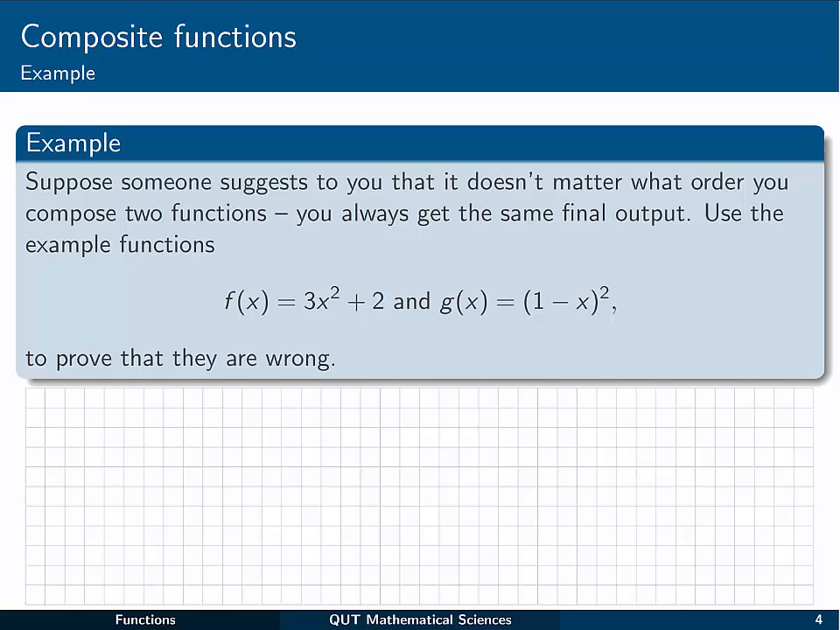So let's have a look at an example. Suppose someone says to you that it doesn't matter what order you compose two functions, that you always get the same final output. We need to use these two example functions to prove that that person is wrong. So maybe have a go at that now. Try pausing the video and see for yourself the difference between f of g of x and g of f of x.